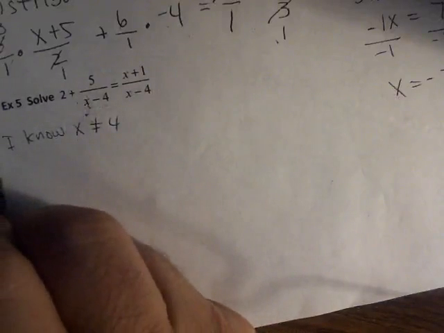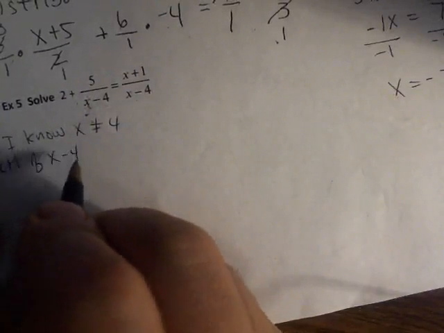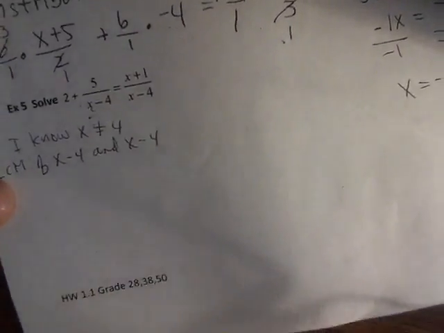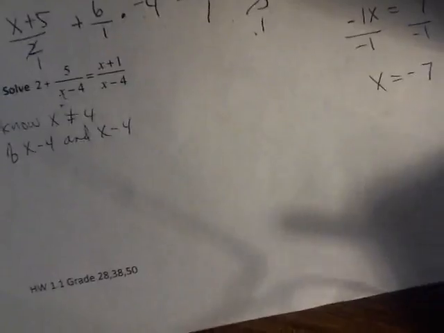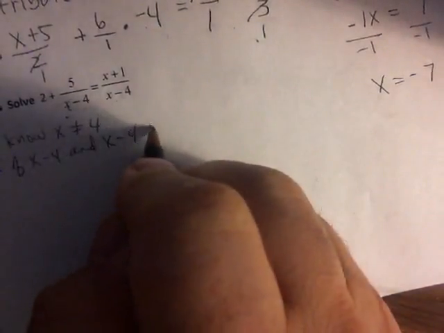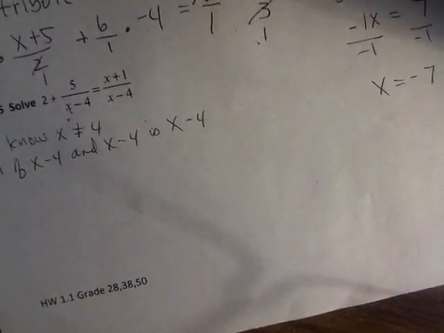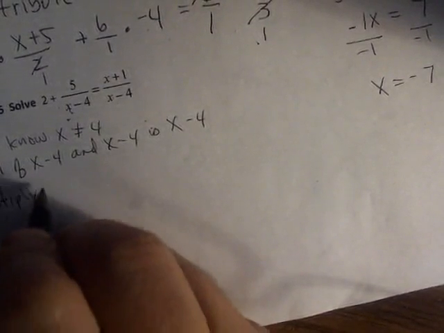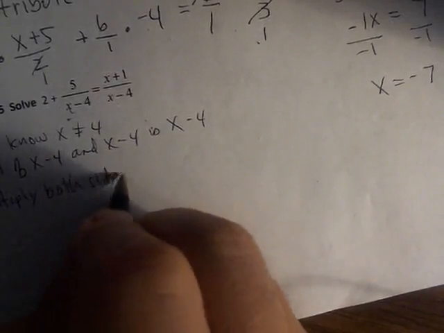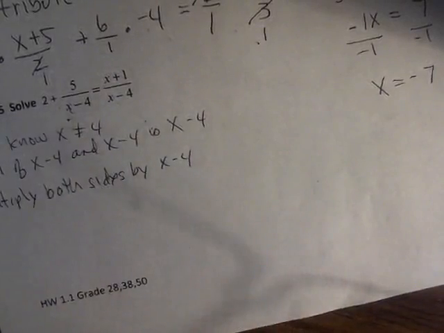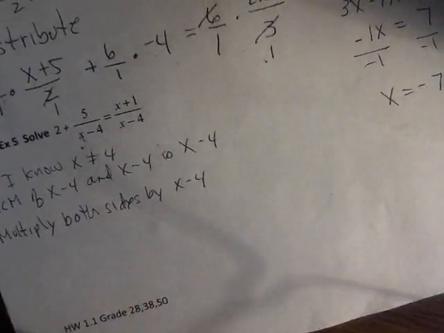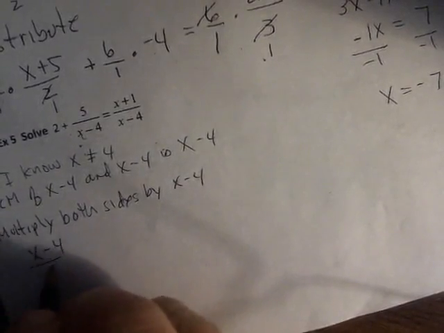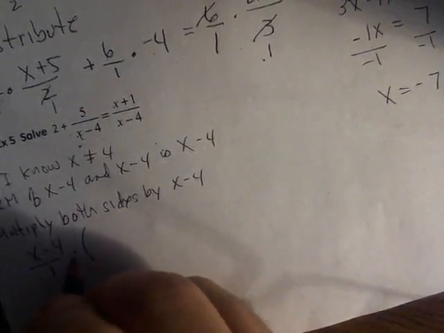So I have, as far as my denominators, I have x minus 4 and x minus 4. The least common multiple of that is just the x minus 4. Okay, again, that's one number. So then I multiply both sides by x minus 4. And you can treat it the same way as you do your numbers.